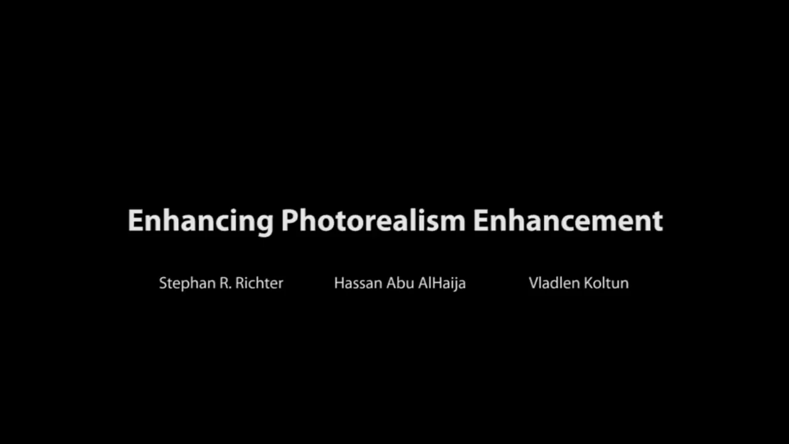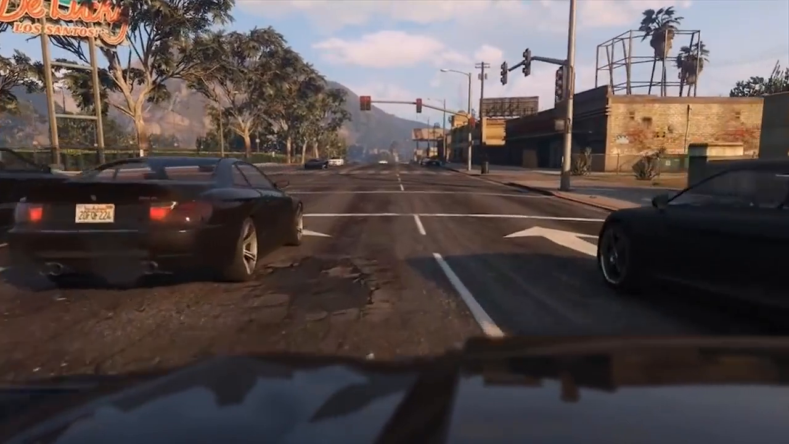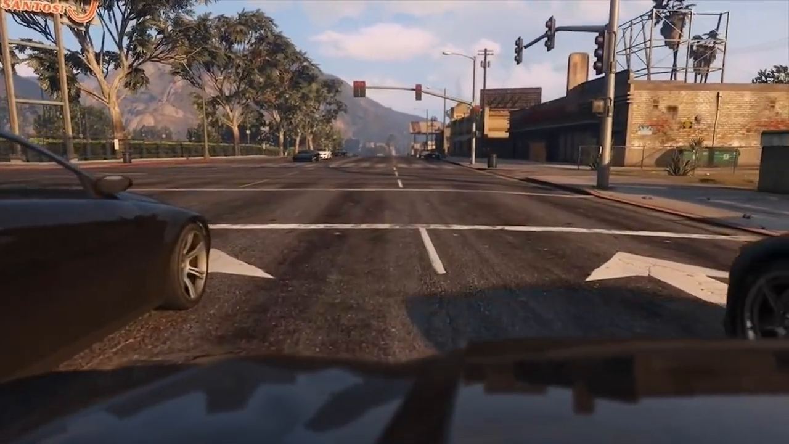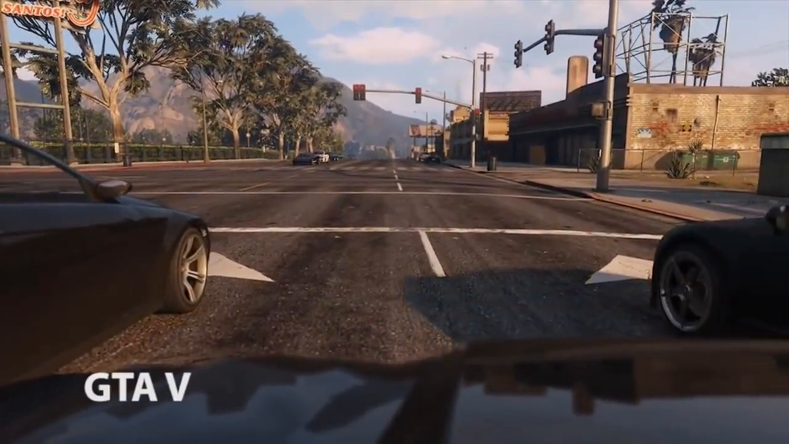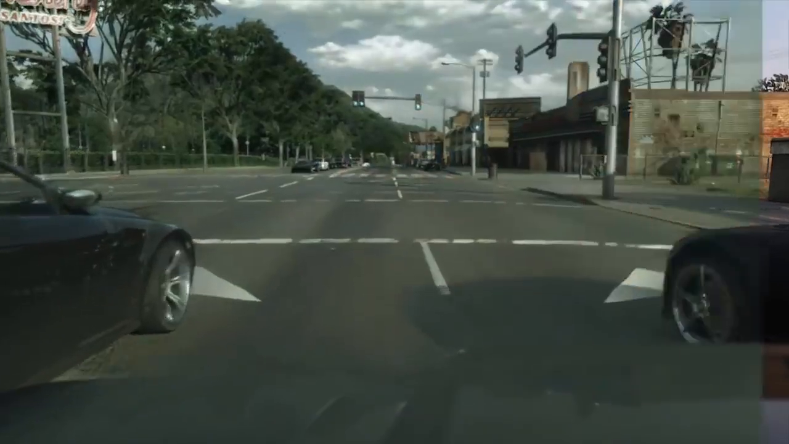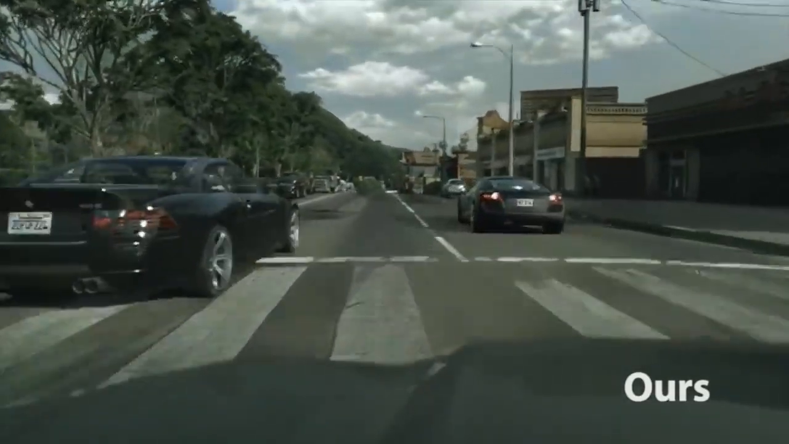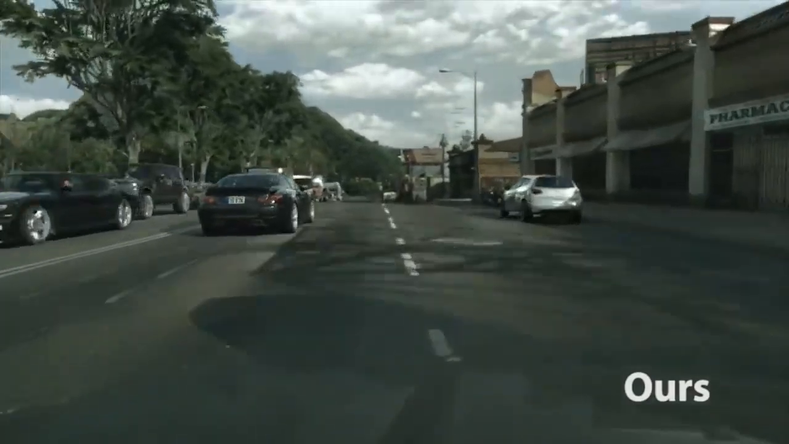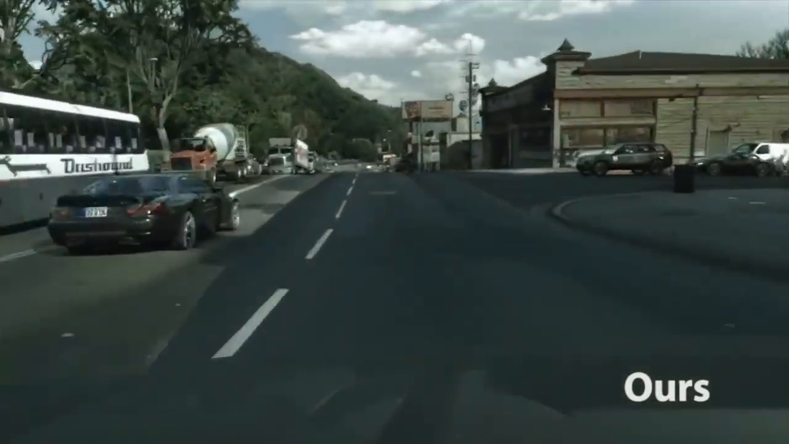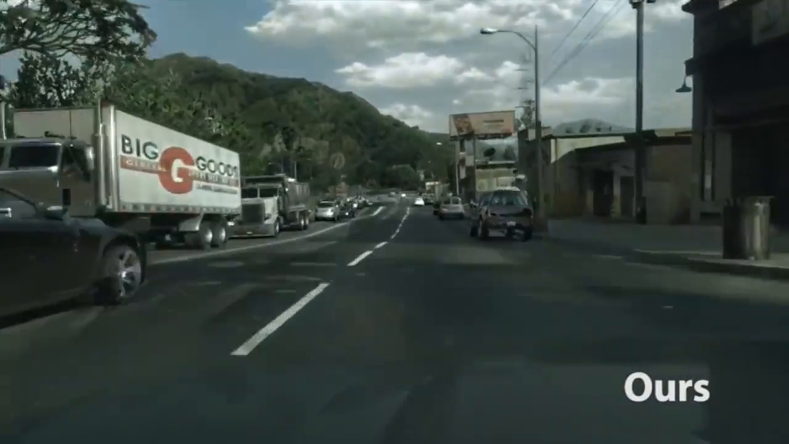In this work, we are enhancing photorealism enhancement. To understand what that means, let us have a look at some footage from the game Grand Theft Auto 5. The game looks great, but it is not quite photorealistic. Let us now turn on our method. Our method modifies the images from the game to look more realistic. It is a convolutional network which produces images frame by frame and can be run at interactive rates.